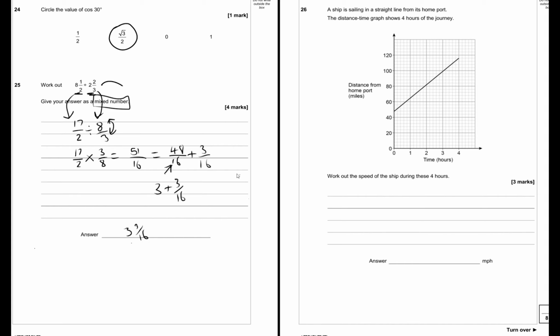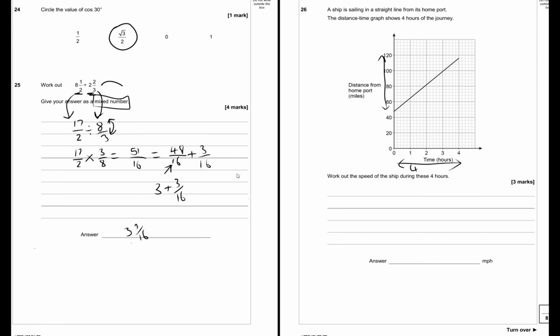Okay, question 26. A ship is sailing in a straight line from its home port. The distance time graph shows 4 hours of the journey. Work out the speed of the ship during these 4 hours. So, from here to here, he's been travelling for 4 hours. And from here to here, we want to work out the distance.